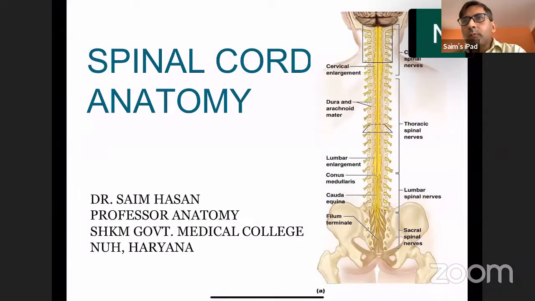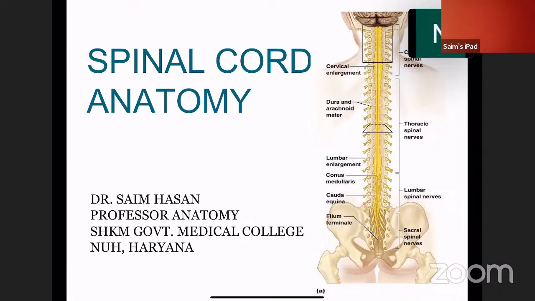So, dear students, today I am going to start a very important topic of neuroanatomy, that is the spinal cord. As all of you are aware, the spinal cord is a part of the CNS, and the CNS consists of not only the spinal cord, but the brain and the spinal cord. The CNS is connected to different systems of the body by means of cranial nerves and spinal nerves. The cranial nerves take their origin from the brain.